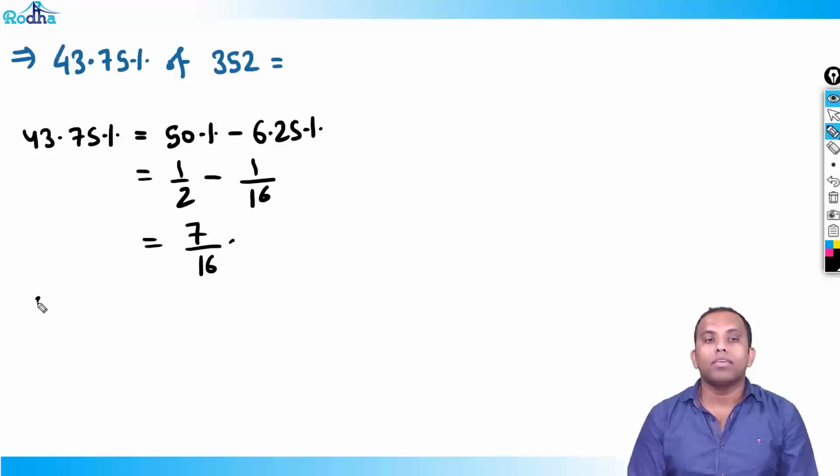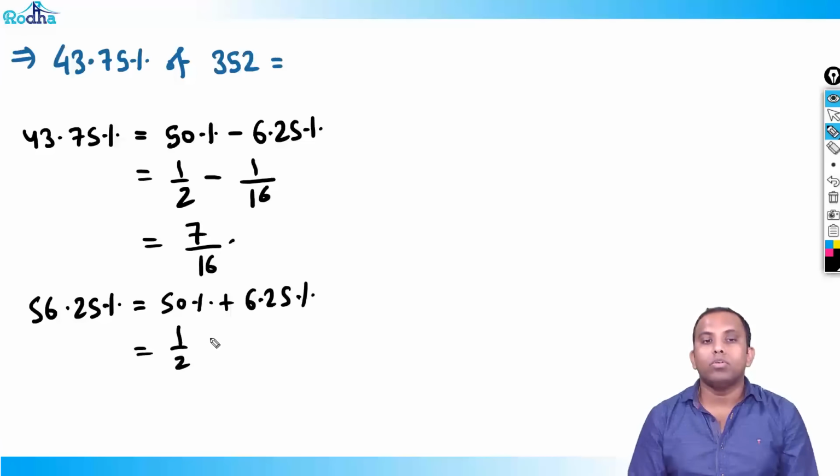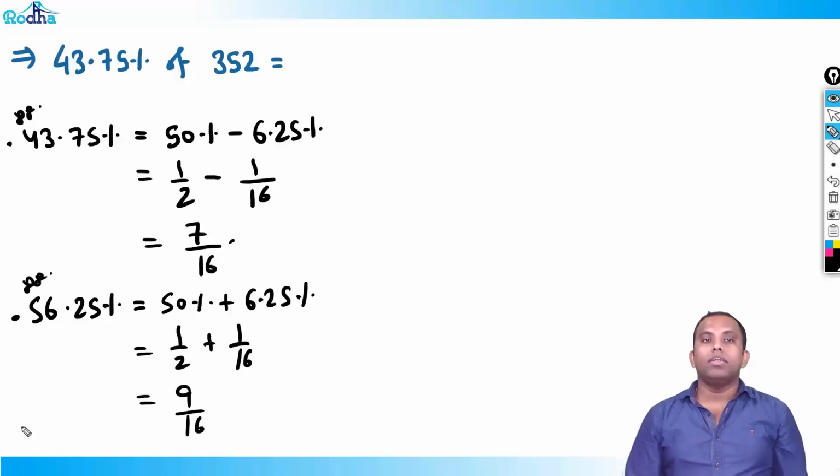Okay, one similar number is 56.25%. Okay, so it is 50% plus 6.25%. That is 1 by 2 plus 1 by 16. That is 9 by 16. So two important numbers here, right? 43.75% and 56.25%. These numbers you'll see while solving questions further in quant. Okay, so remember these values: 7 by 16, 9 by 16.